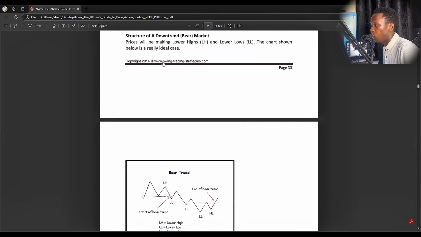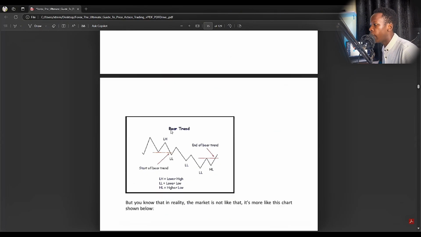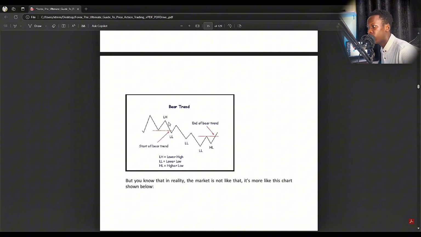Let's go to the theory of a downtrend. In a downtrend, the market forms the opposite of this. This is a higher low; here it creates lower highs and lower lows. The market forms lower highs here. This is what we call a lower high, and this is what we call a lower low. The resistance is called a lower high, and the support is called a lower low.